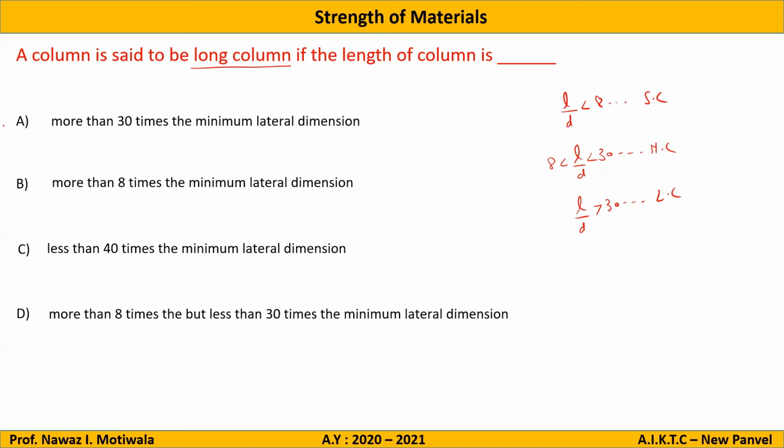So only A. It is 30 times more than the minimum lateral dimension. So lateral dimension is nothing but D. So option A is correct.